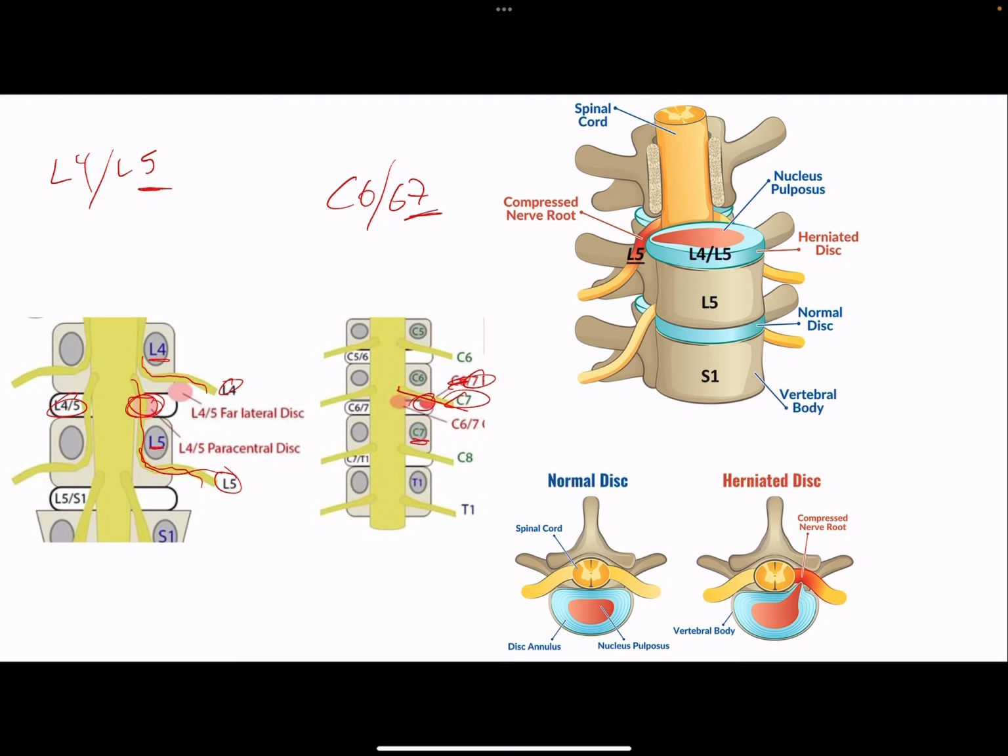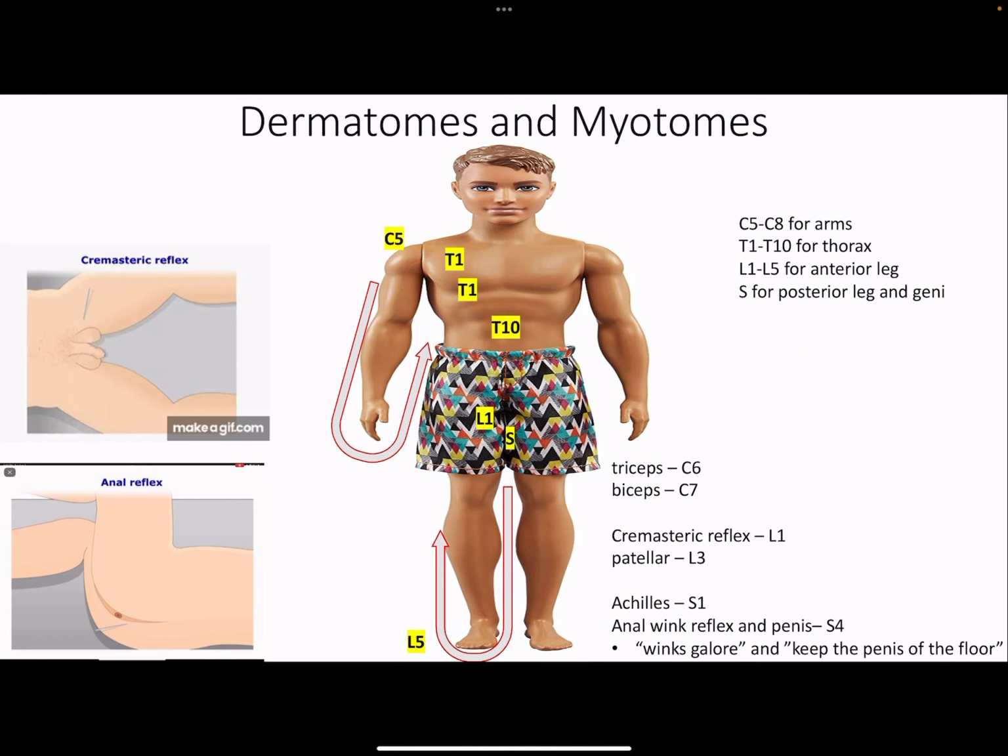So dermatomes and myotomes: all of these nerve roots that are exiting are innervating different parts of the body. Dermatome is talking about the sensory aspect, and the myotome is talking about the motor aspect. For the most part, though, these kind of line up. And you guys don't have to be experts, but you should have a decent rule of thumb.